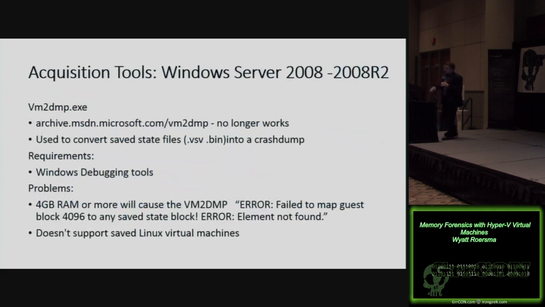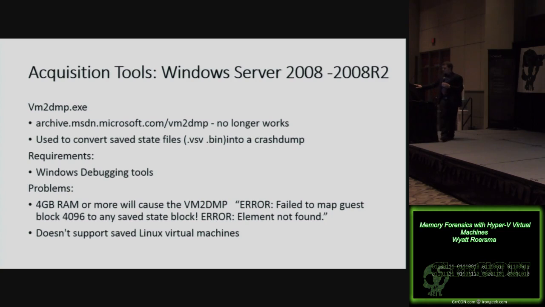So then we're going to talk about acquisition tools. How can we work with Windows Server 2008 through 2008 R2? Microsoft released a tool on TechNet called VM2Dump. Unfortunately, they no longer support it, and it's actually taken down. So if anyone wants access to this tool, you've got to email me, because I don't know if anyone else has this tool available on the internet for download. No idea why they took it down. It stopped supporting 2012. It doesn't support converting 2012 images or 2012 R2 images to a raw, well, not a raw memory format, but a crash dump format.